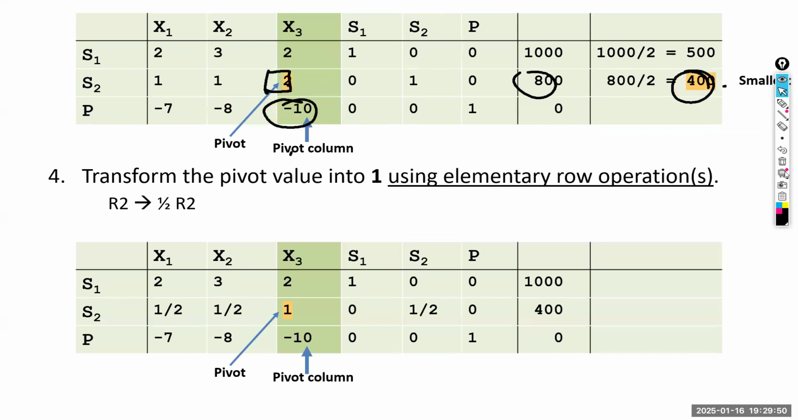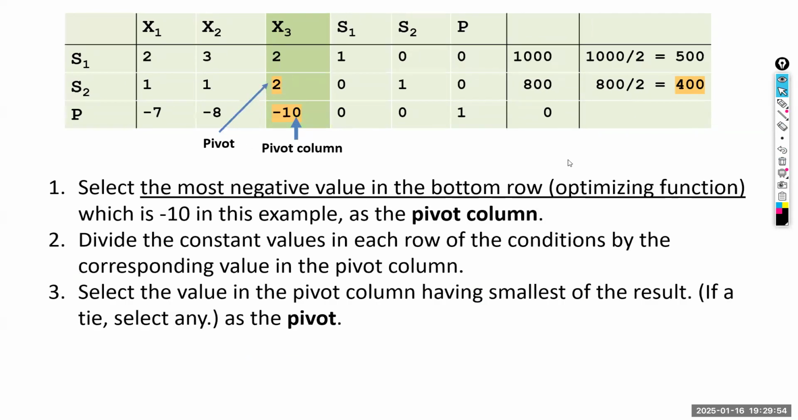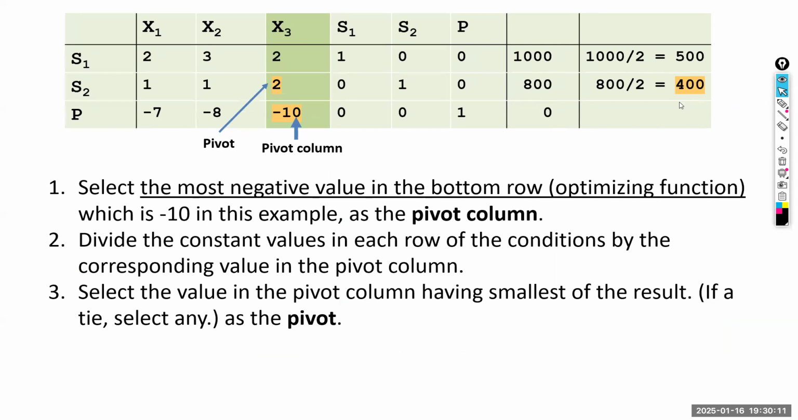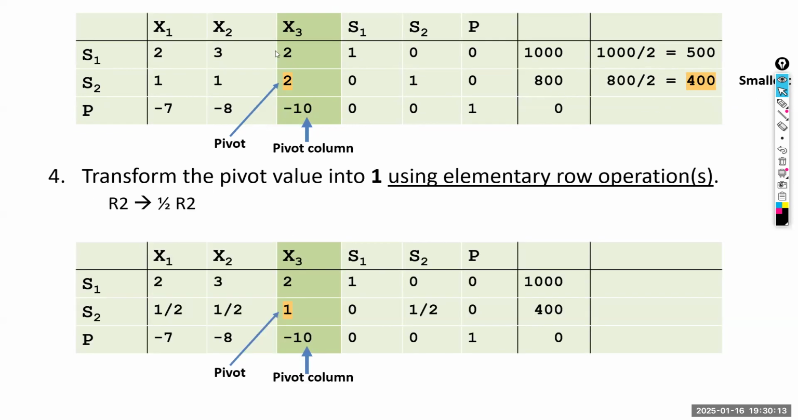So now we are in this step. Okay. Now we are in this step. It's the same thing here also. Okay. Same thing. Right. So now your task is, because this is my pivot, if there's a tie, you can select any of those. Right. This is not a tie. 400 is smaller. Now you want to convert this into 1.